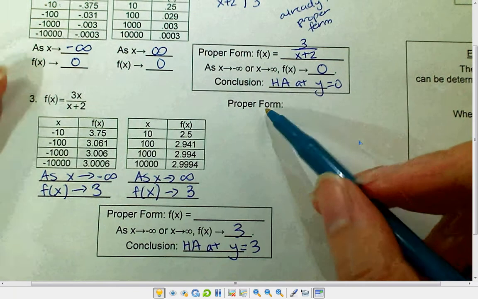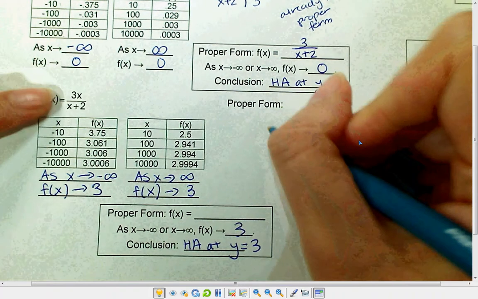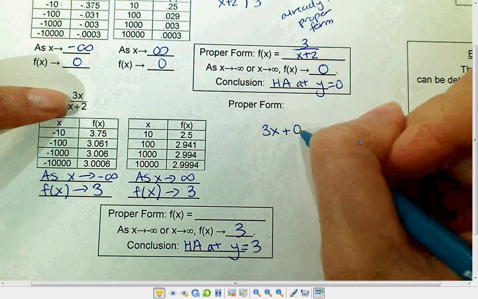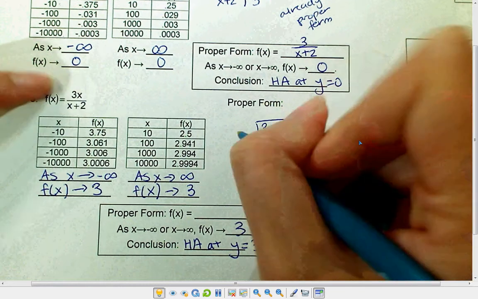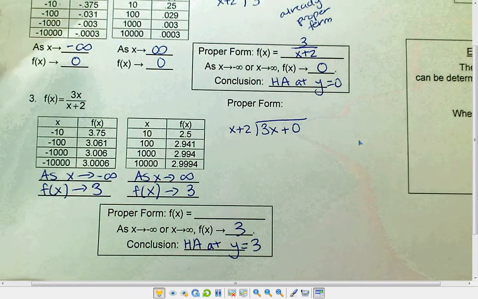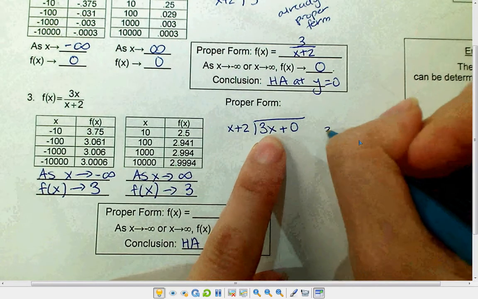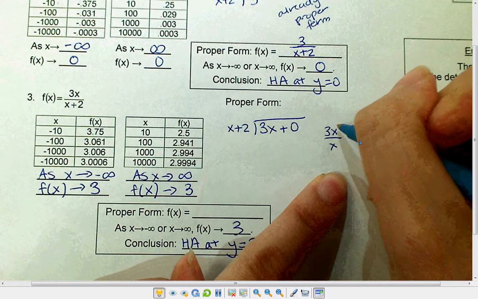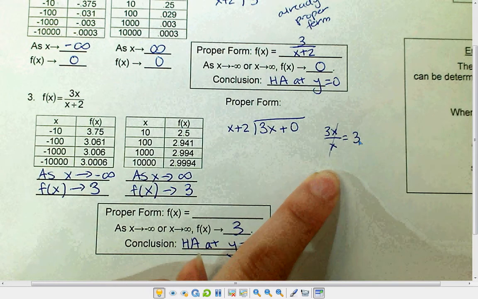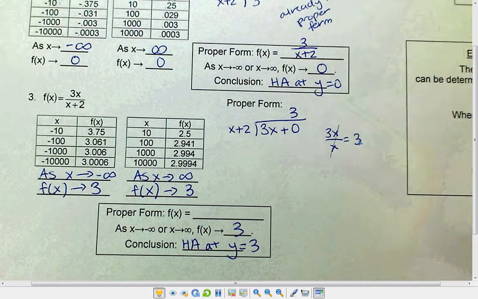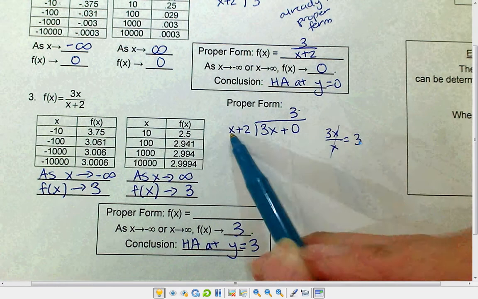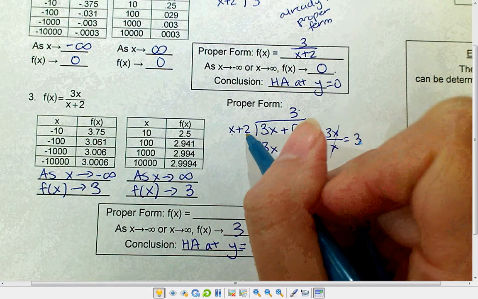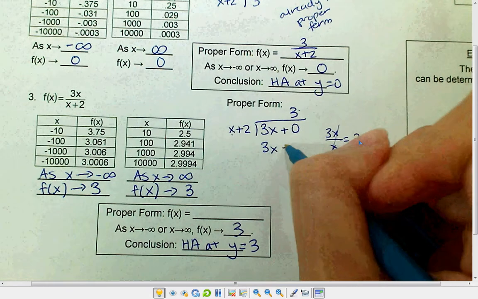Again, we're going to rewrite this in proper form. We're going to do 3x, and we'll add the plus 0 here because it's missing the constant, and over here you have x plus 2. Let's divide our first term, 3x divided by x. In this case, we can actually divide this because the x's cancel out. This leaves you with 3. We put a 3 on top, and multiply 3 times x, which gives you 3x, and then 3 times 2, which gives us positive 6.